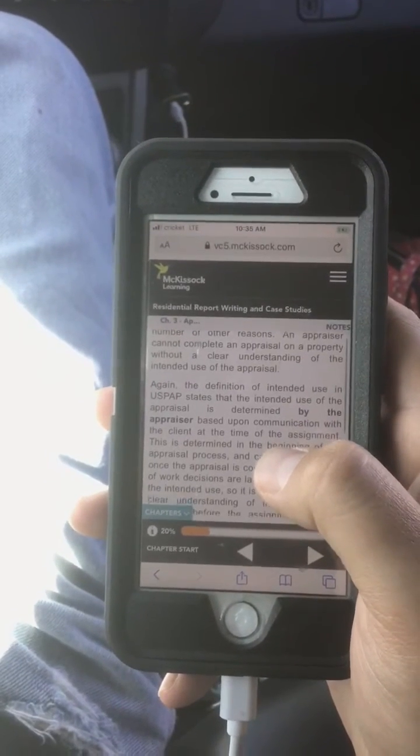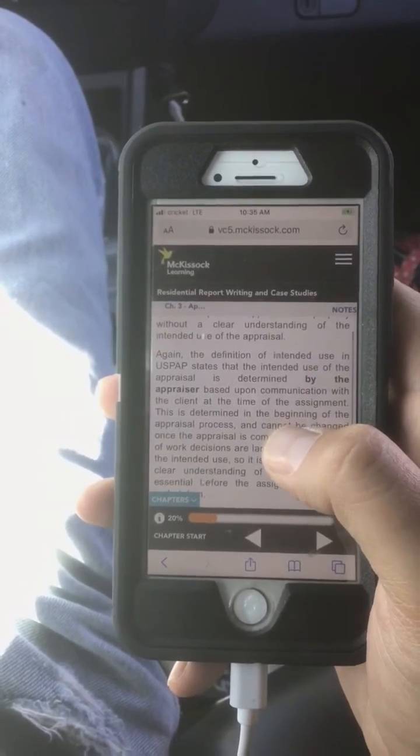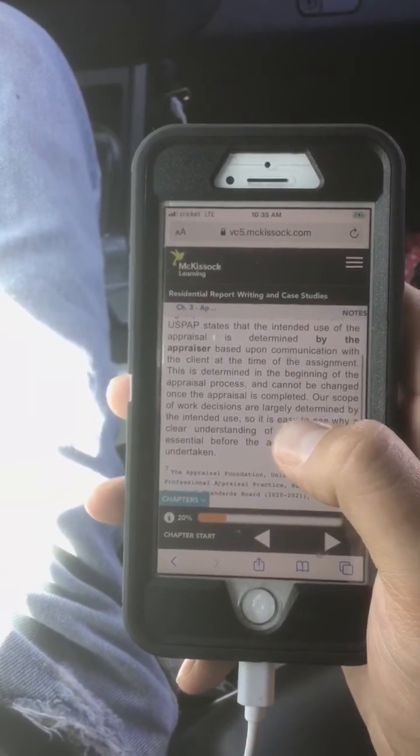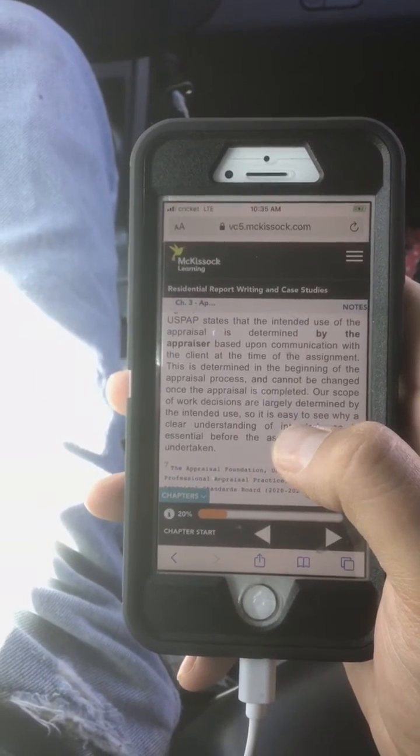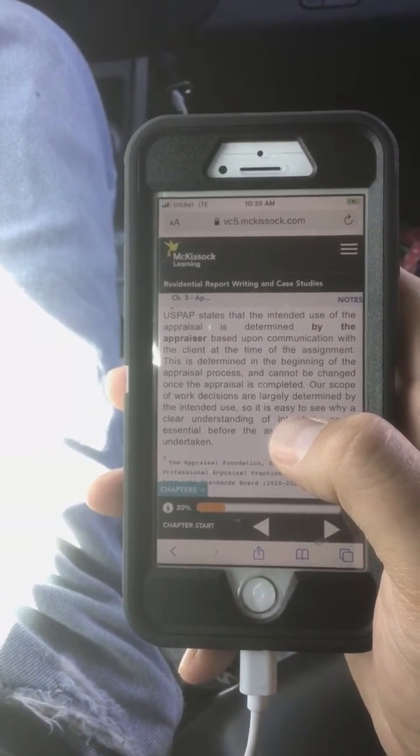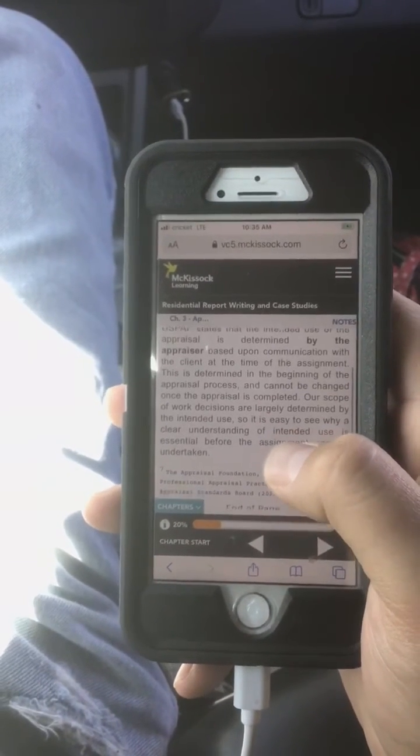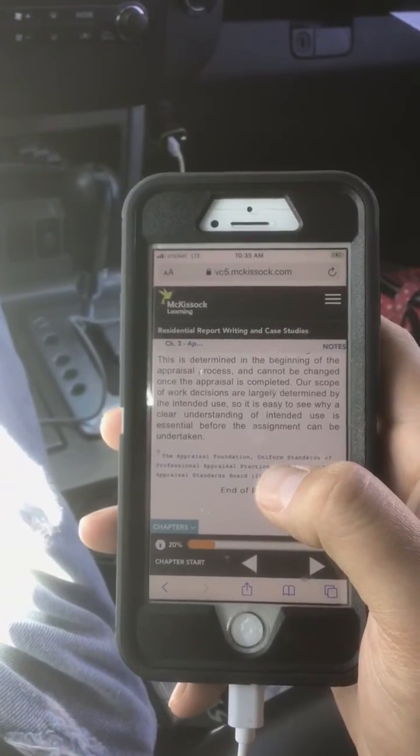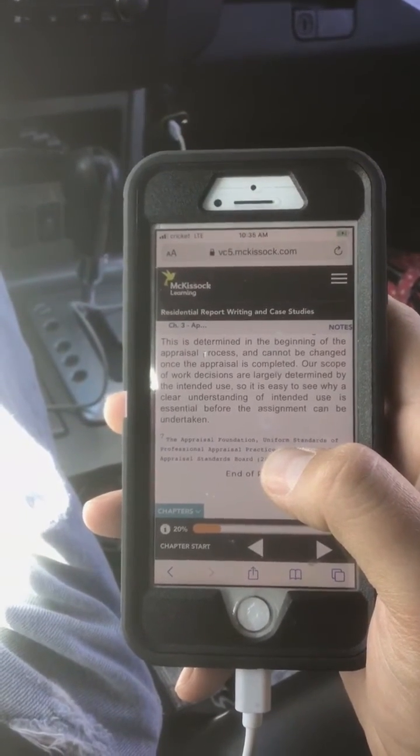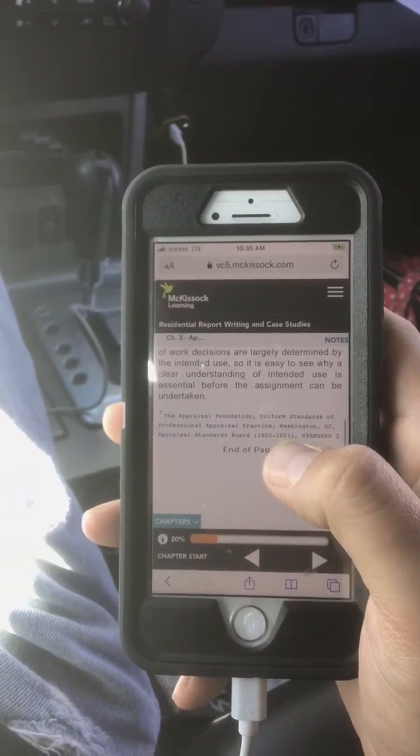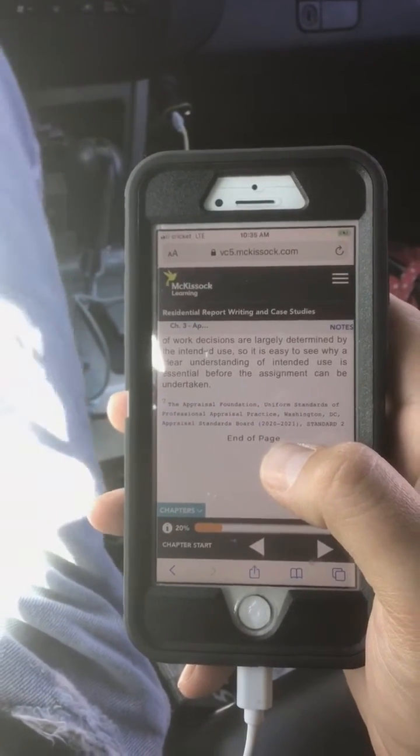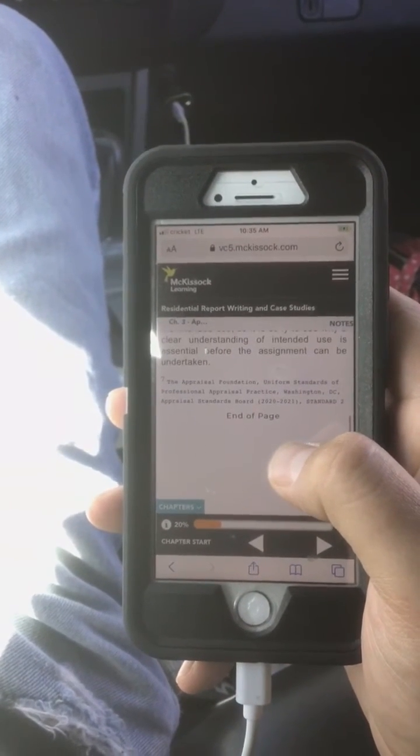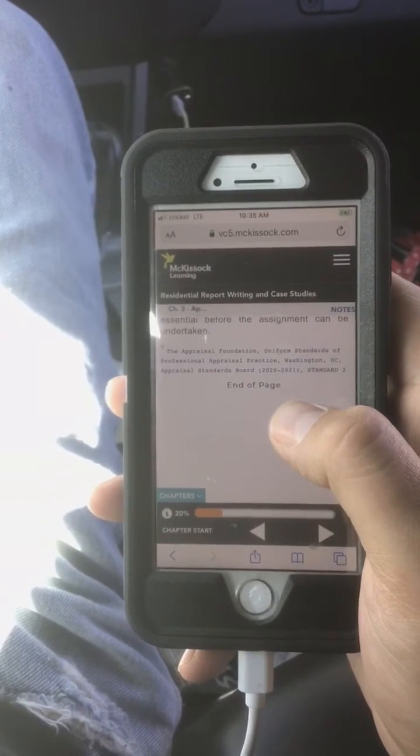An appraiser cannot complete an appraisal on a property without a clear understanding of the intended use of the appraisal. Again, the definition of intended use in USPAP states that the intended use of the appraisal is determined by the appraiser based upon communication with the client at the time of the assignment. This is determined in the beginning of the appraisal process and cannot be changed once the appraisal is completed. Our scope of work decisions are largely determined by the intended use, so it is easy to see why a clear understanding of intended use is essential before the assignment can be undertaken.